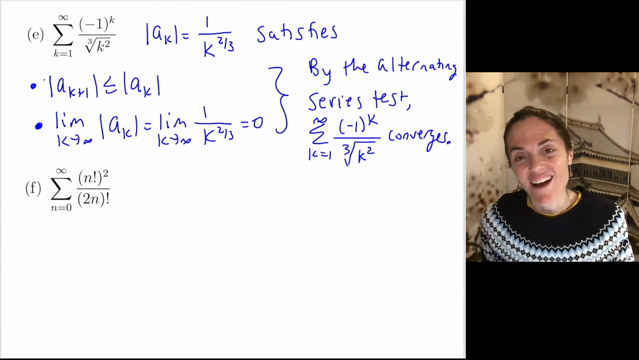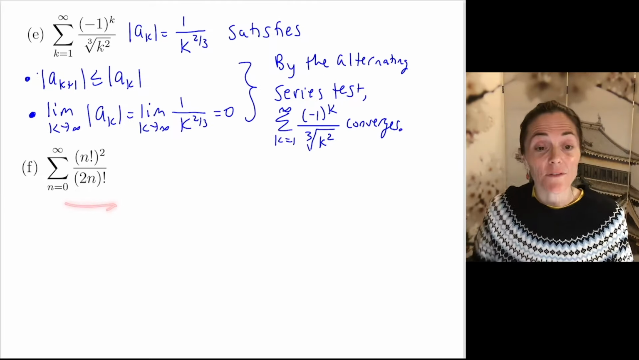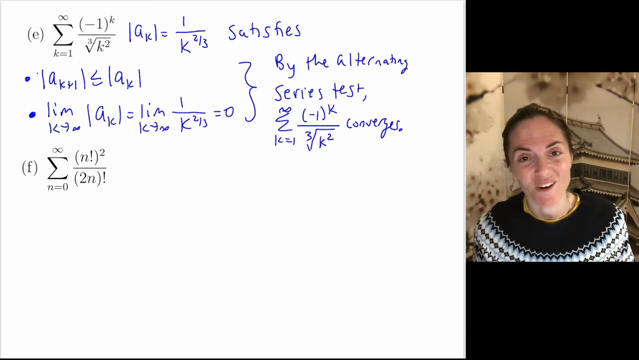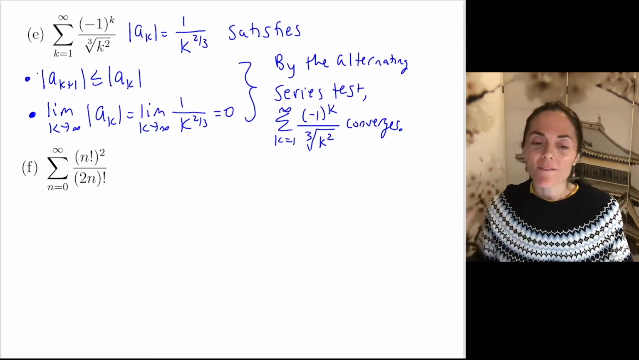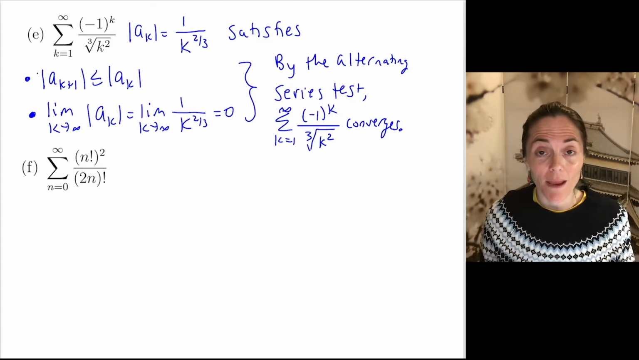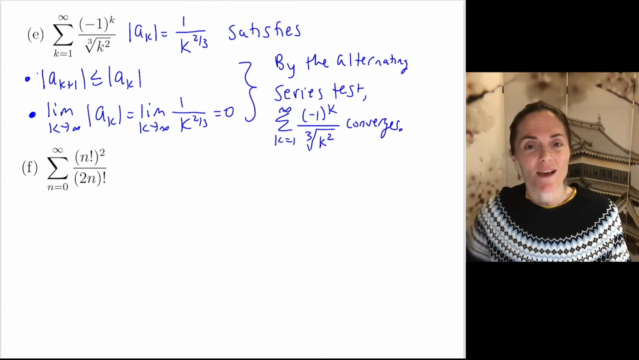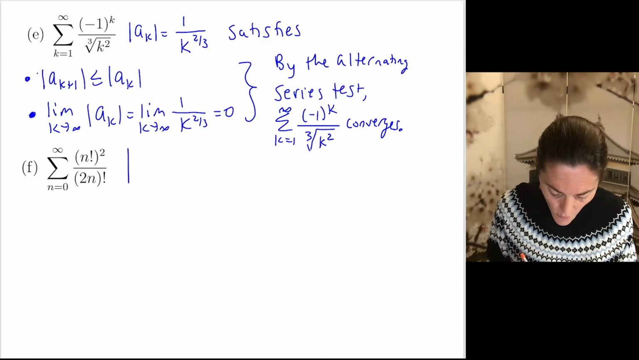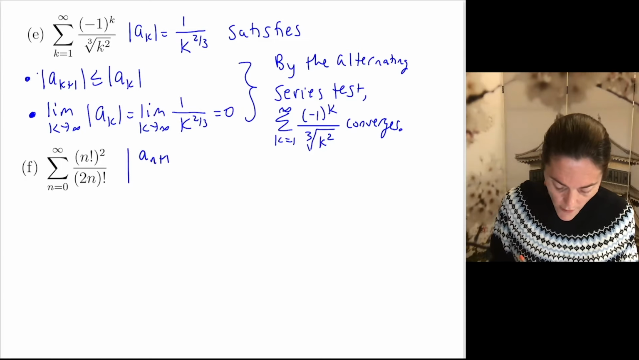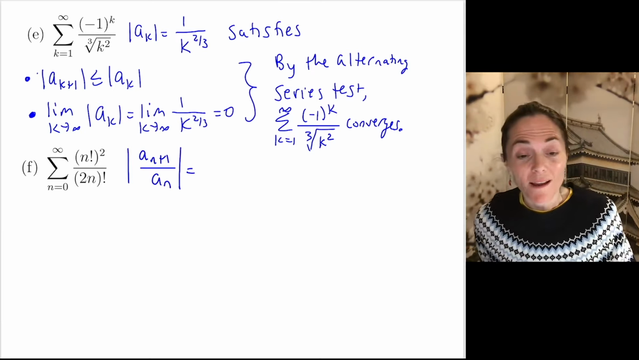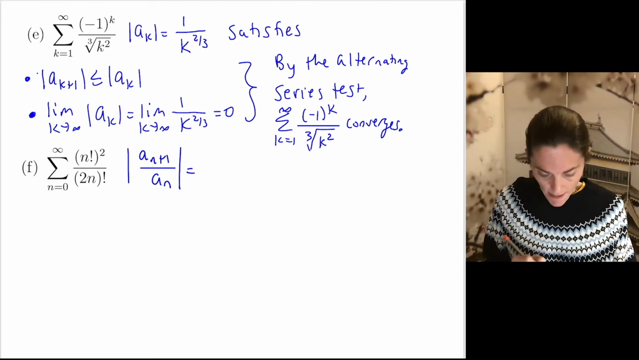Okay, letter F. Well, we have so many things going on in this series, but fundamentally I see a bunch of factorials. And so without even having to think too much about what's happening with the terms and growth rates, I can just jump into a ratio test. Okay, so let's look at absolute value, a_(n+1) over a_n. Now, in this example, my terms are non-negative, so I won't write that again.